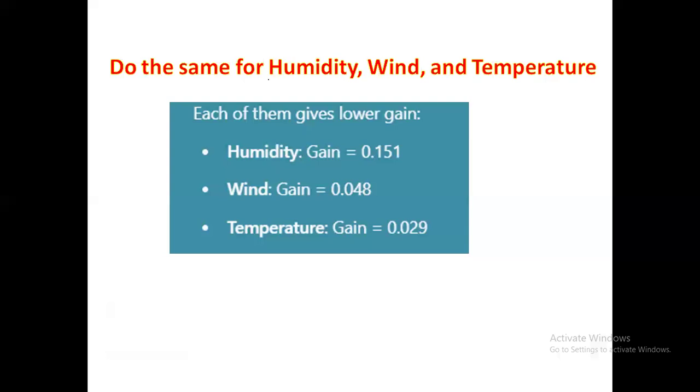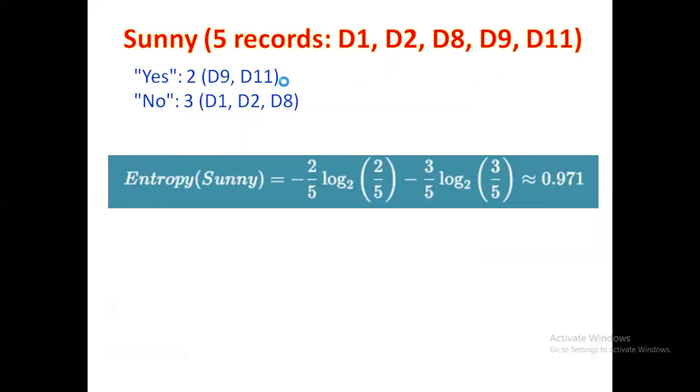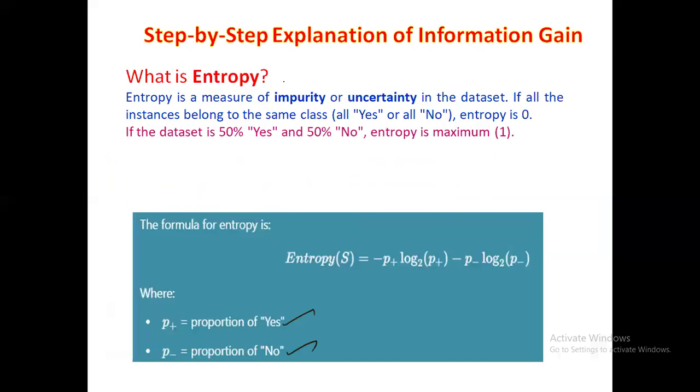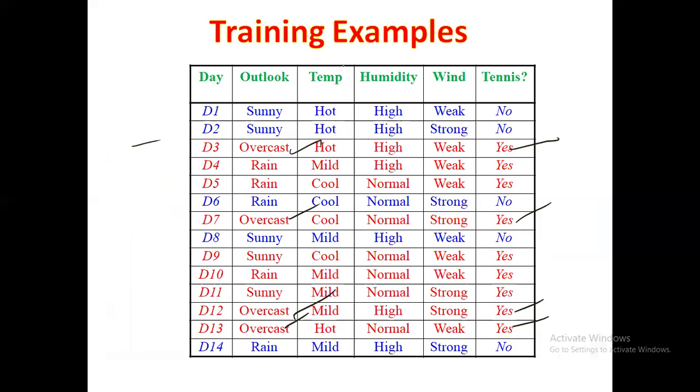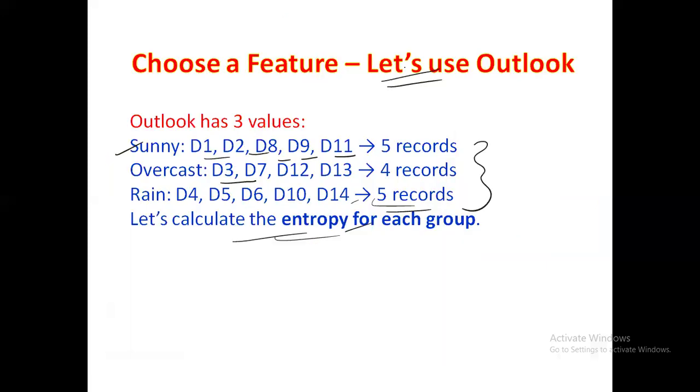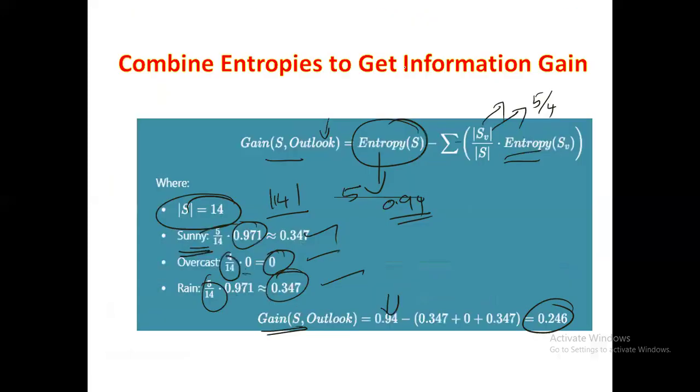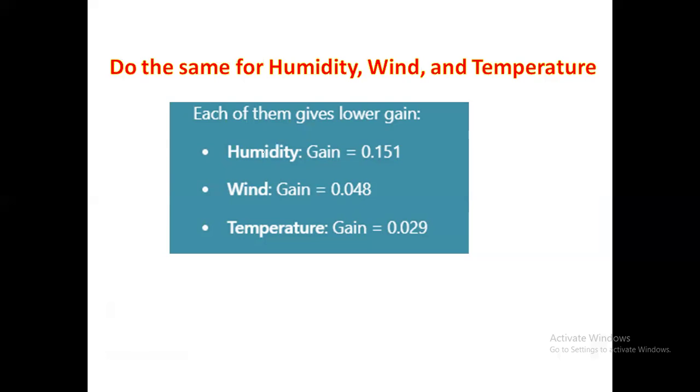We have to do the same process for the other parameters in this table: temperature, humidity, and also wind. So I directly found out the values. Learners, kindly do the steps for each one. For humidity, the gain is 0.151. For wind, the gain is 0.048. For temperature, the gain is 0.029.